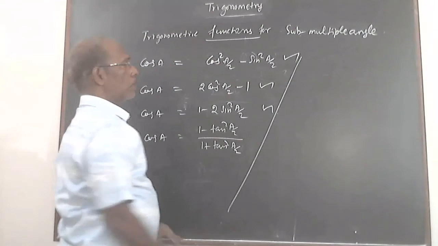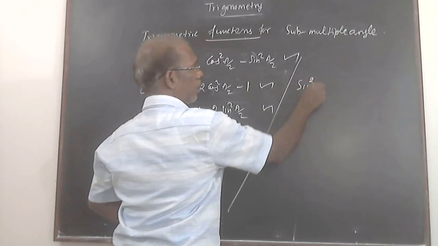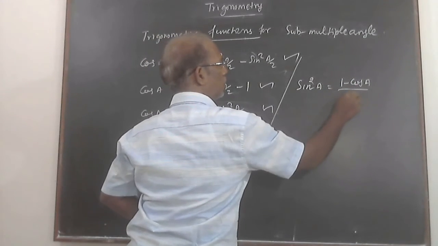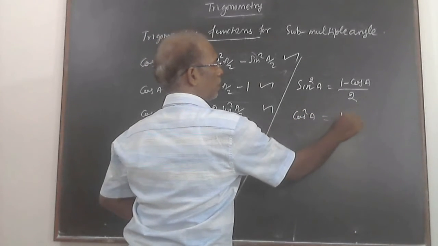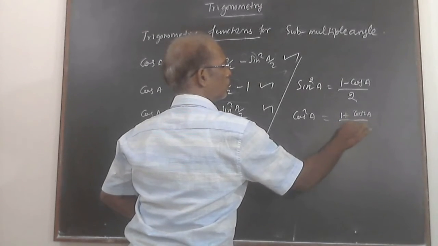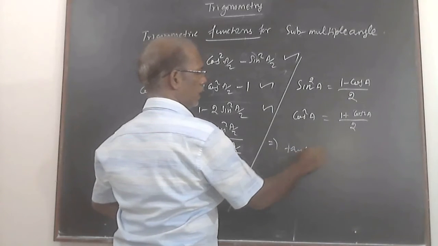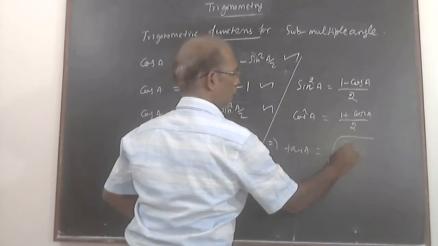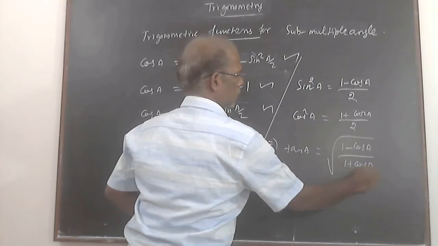And one more conversion formula we have to learn: sin square A is 1 minus cos 2A by 2, and cos square A is 1 plus cos 2A by 2. From this conversion we can write tan A is the square root of 1 minus cos 2A by 1 plus cos 2A.